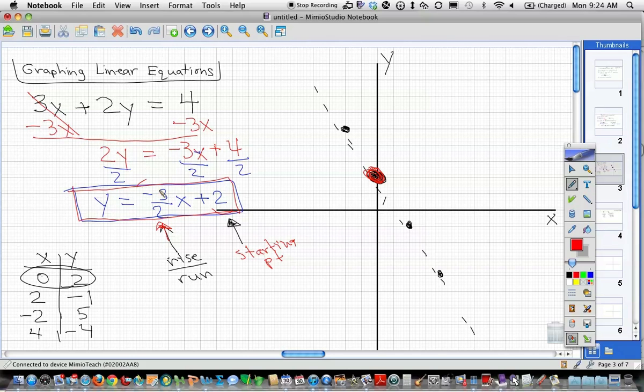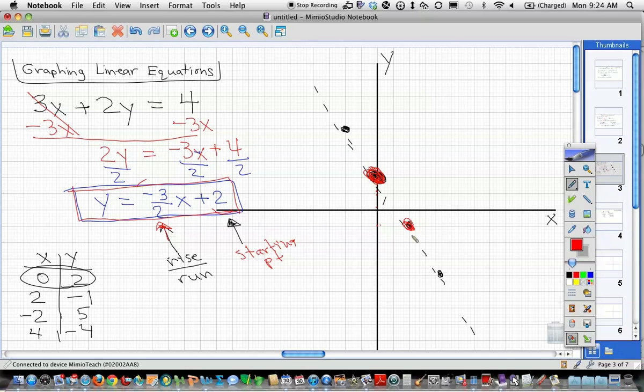Cody, what's that mean if the rise is -3? Rise would normally mean up, right? But what's a rise of -3? That's going to go down. So the rise of -3 means we're going to go 1, 2, 3 down. Now remember, this is our starting point. And then we're going to do the run of 2. What's that mean? Whoa, not up. Run is this way. So we're going to go right 2. So we're going to go down 3, right 2.